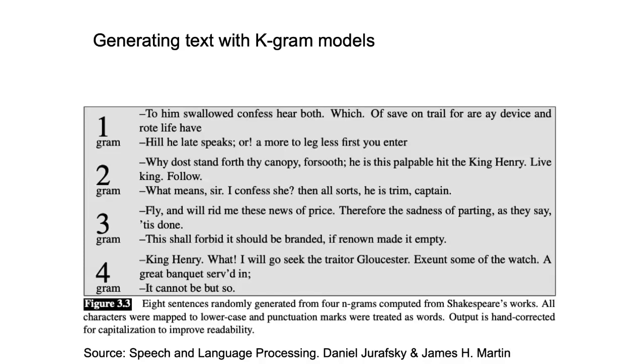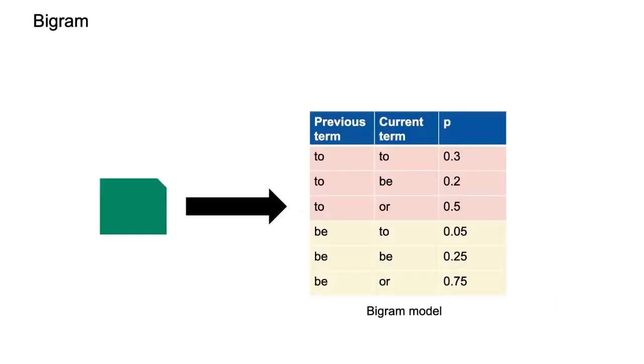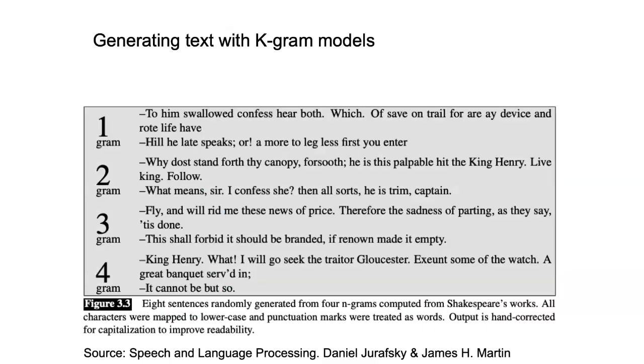Now, what if we produce a document? The training set, by the way, I didn't say it's taken from Shakespeare, right? We just trained on Shakespeare, the complete works, and then get that. So now imagine that with Shakespeare, we computed this table right here now with bigrams. So we only care about the previous word. And then we get: why does stand forth thy canopy forsooth?